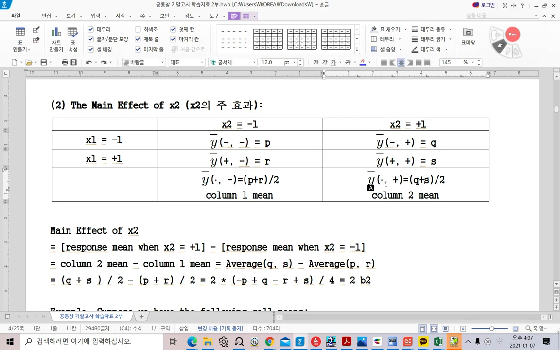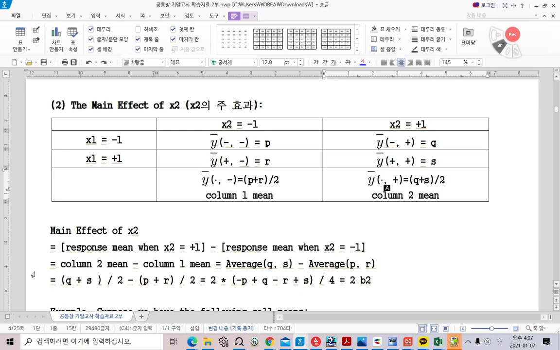여기 X2의 레벨이 포지티브로 찍힌 것은 X2 레벨은 포지티브로 고정되었다라는 거고, 이 닷을 찍은 것은 이제 X1 레벨 두 개 전체에 걸쳐서 이제 평균을 낸다는 뜻이에요. 그래서 이게 Q 플러스 S 나누기 2가 되는 거죠.